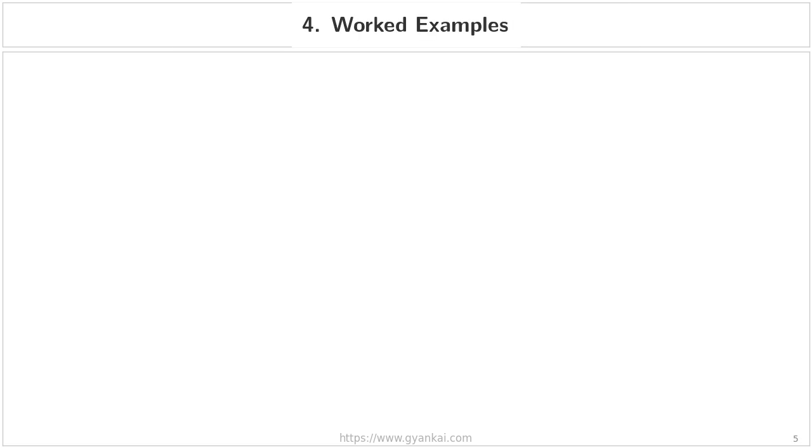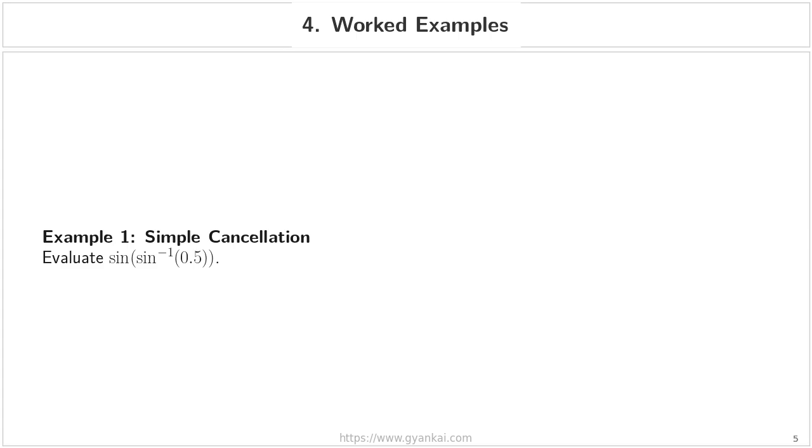4. Worked examples. Now that we have discussed the theoretical framework and the lock and key analogy, let us apply these concepts to some practical problems. Please look at slide 5, where we will walk through two different types of examples. Let us begin with example 1, which illustrates a simple cancellation.